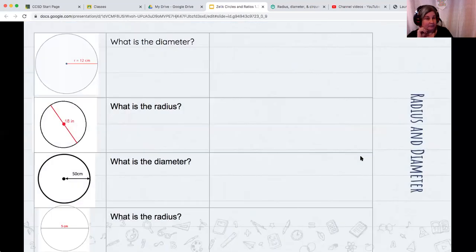So I changed this up a little bit. I want you to tell me the diameter and the radius for each of those, or whichever is not given. I want you to give it to me. And I'm going to put a timer on for 45 seconds. And go. So find the diameter or the radius.